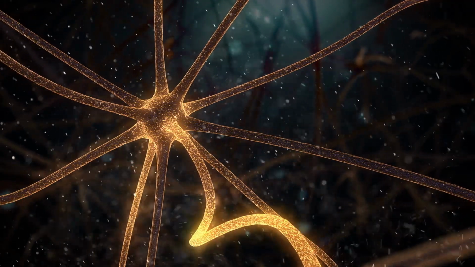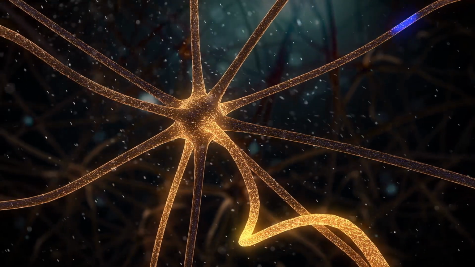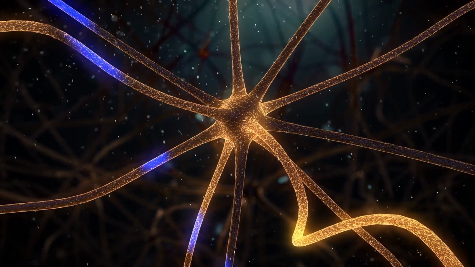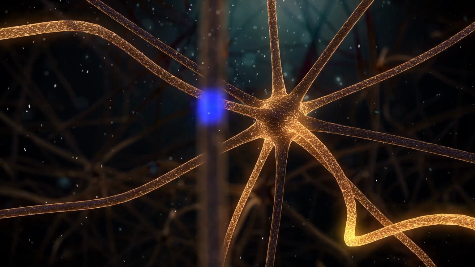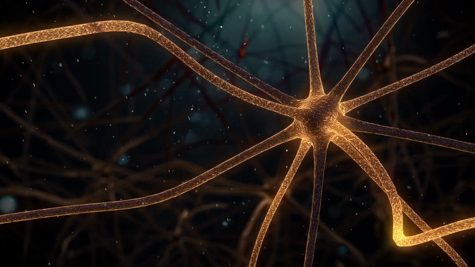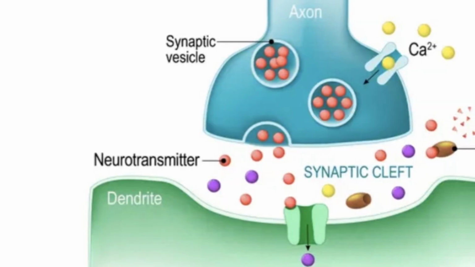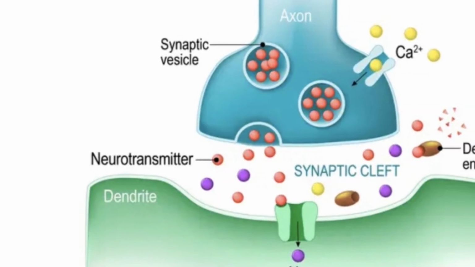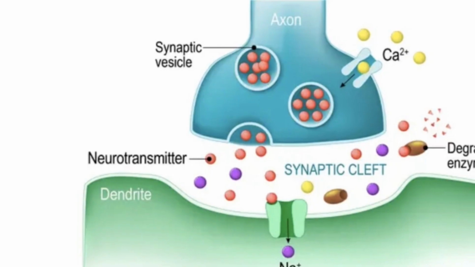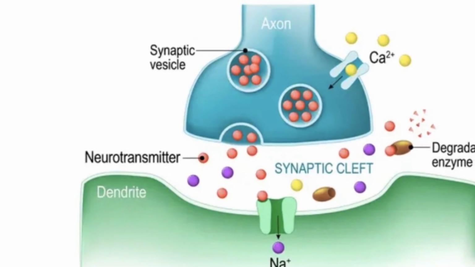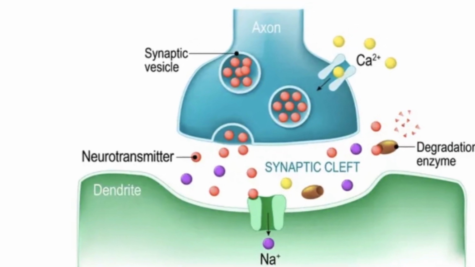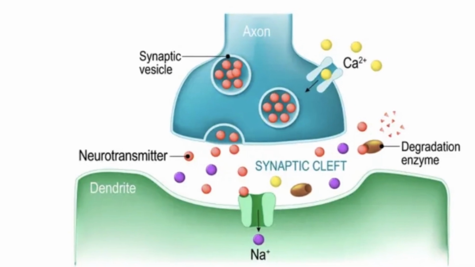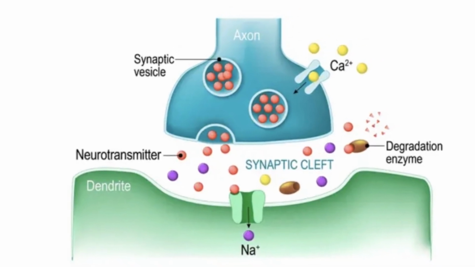When a signal arrives at the end of one nerve cell, the axon, it triggers the release of neurotransmitters, which then cross a small gap to bind to a specific receptor on the next nerve cell, like a key fitting into a lock. This binding can either excite the next cell to send a signal or inhibit it, depending on the neurotransmitter. The upper motor neuron releases the neurotransmitter glutamate to communicate with the lower motor neuron.